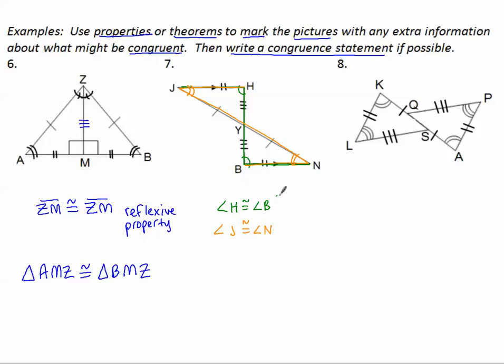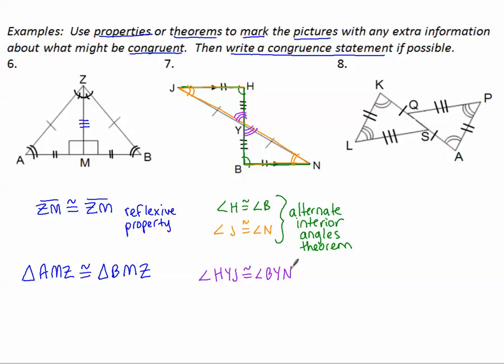And the reason for those is because these are alternate interior angles. This is the alternate interior angles theorem, but alternate interior angles is the main part that we want. Then I've got vertical angles. So I'm going to say that angle, now I can't just say Y because that's too vague. I have to use the three-letter name like HYJ. Angle HYJ is congruent to angle BYN.